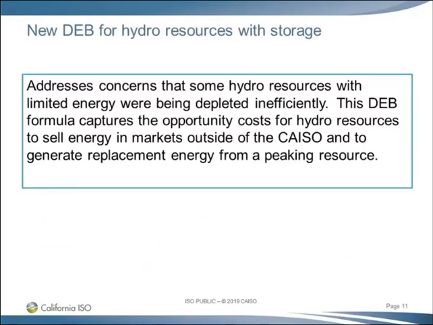So this addresses the concern that some hydro resources with limited energy are being depleted inefficiently, and this formula will capture the opportunity cost for hydro resources to sell energy in markets outside of the ISO and to generate replacement energy from a peaking resource. So let's take a look at that new formula.